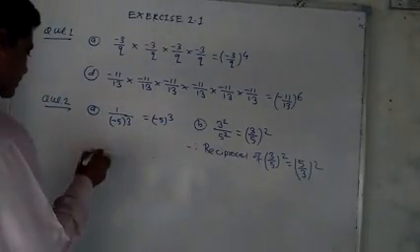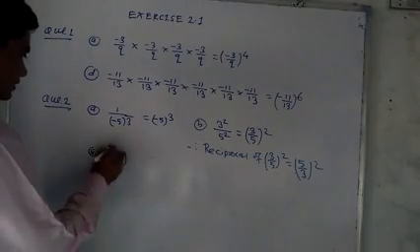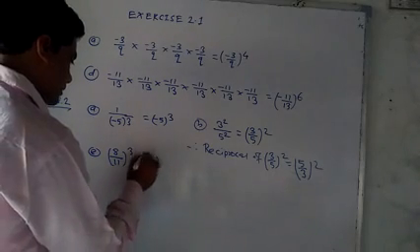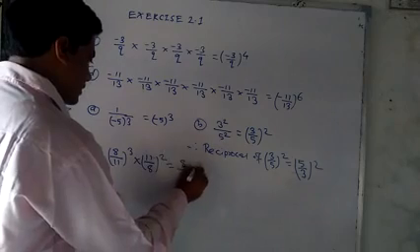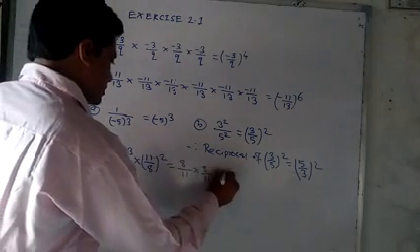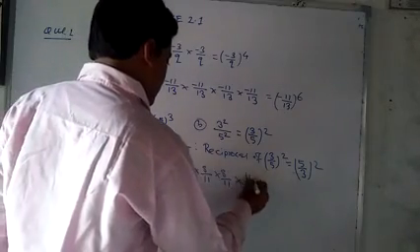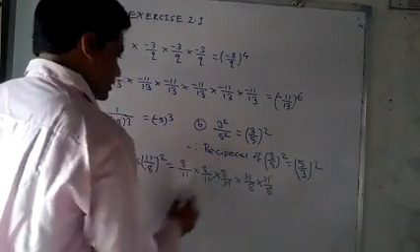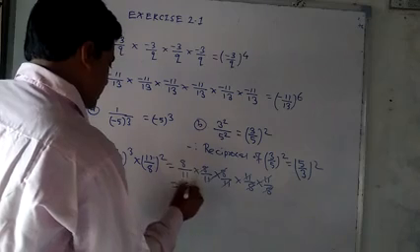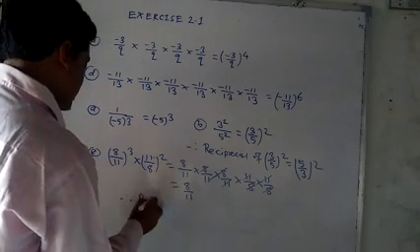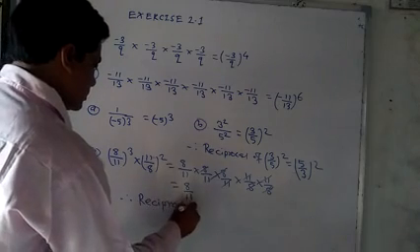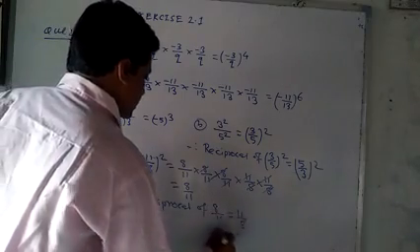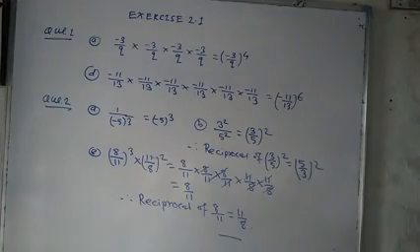Now E, 8 by 11 cube into 11 by 8 square equal to 8 by 11 into 8 by 11 into 8 by 11 into 11 by 8 into 11 by 8, means 11 gets cancelled, 8 gets cancelled, remaining 8 by 11. Therefore reciprocal of 8 by 11 is 11 by 8.